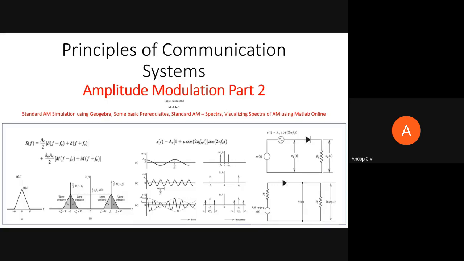Swaroop is telling can't hear you. So am I audible? Am I audible? Can anyone? Audible, sir. Yes, but Swaroop, I request you to check your connection. I'm not audible for Swaroop, that's what he's telling. So I think I'll continue.